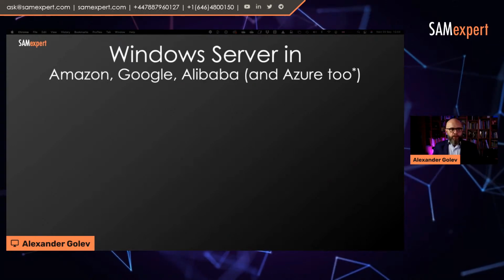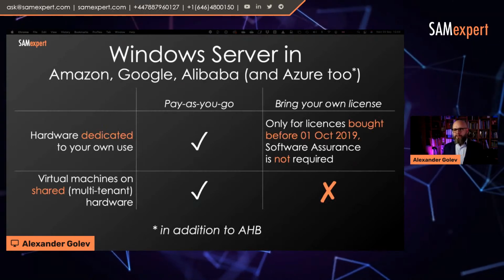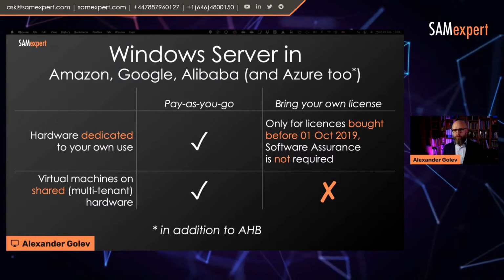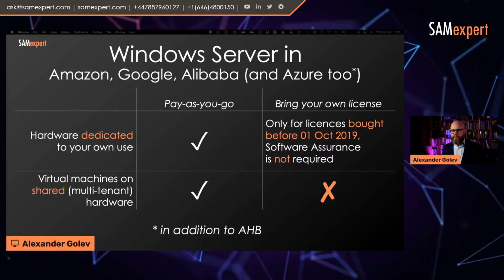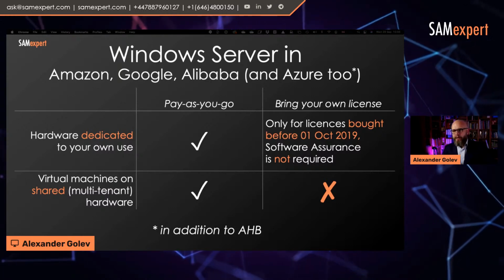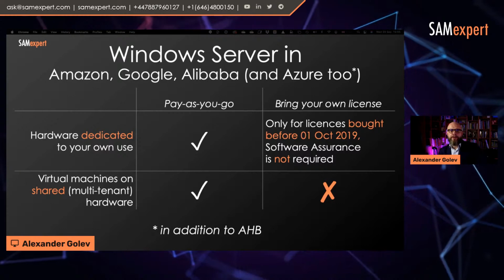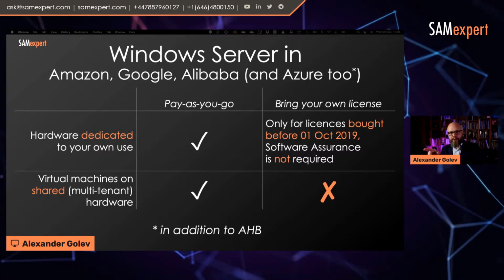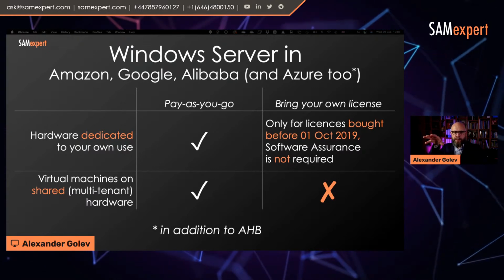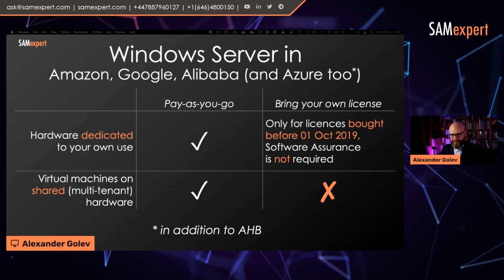Right. So what about non-Azure, like Amazon, Google, Alibaba? Why I'm listing these 4, including Azure as well, is they're so-called listed providers, and different rules apply to them when it comes to bringing your own licenses to those clouds. So Azure, in addition to hybrid benefit, you can also apply these rights. But in many cases, Azure hybrid benefit in Azure is better.